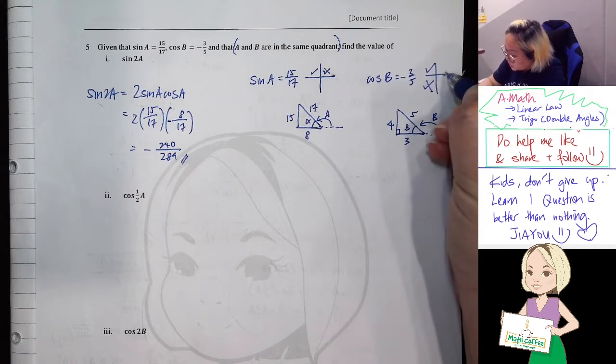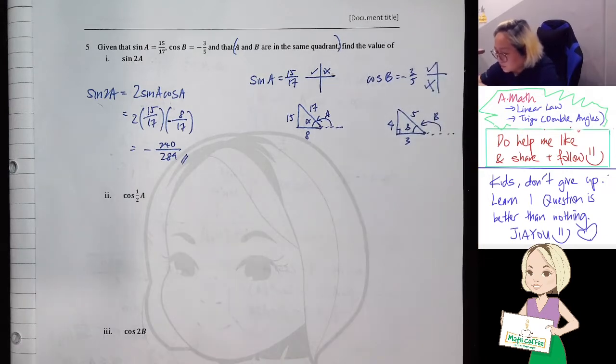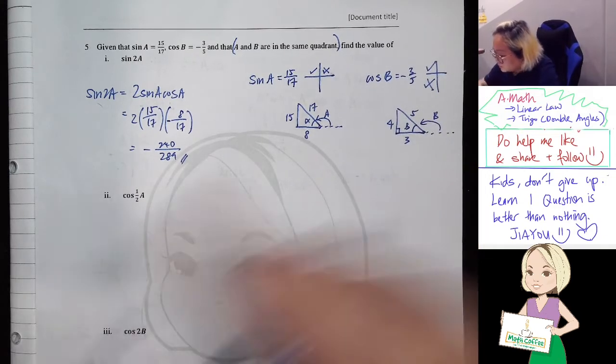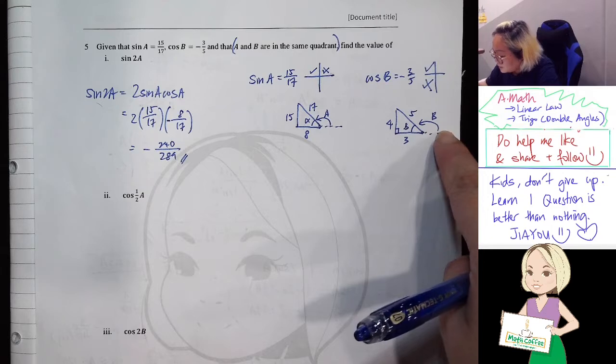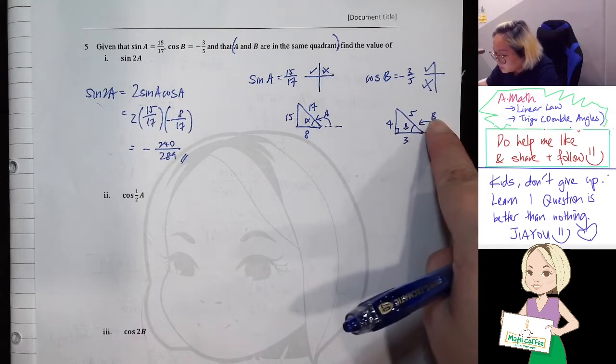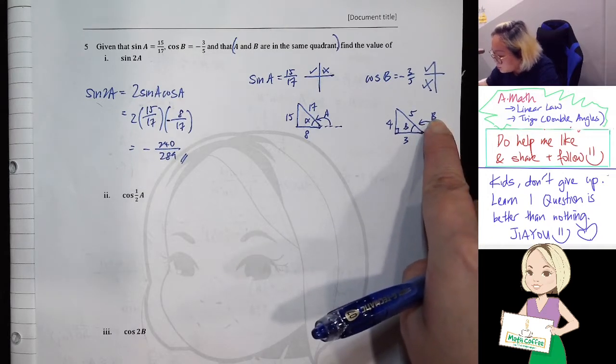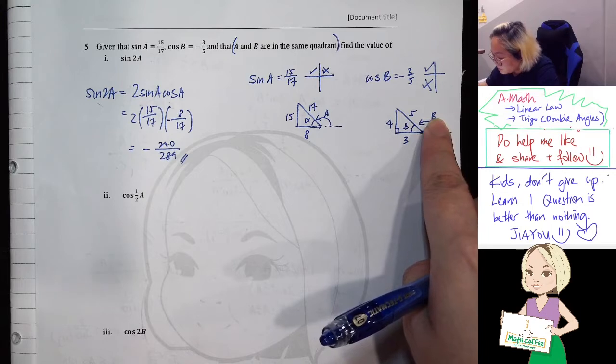This is from here to here. Where got negative? This angle starts from here. And B is positive, what? The angle B is a positive value. Okay?